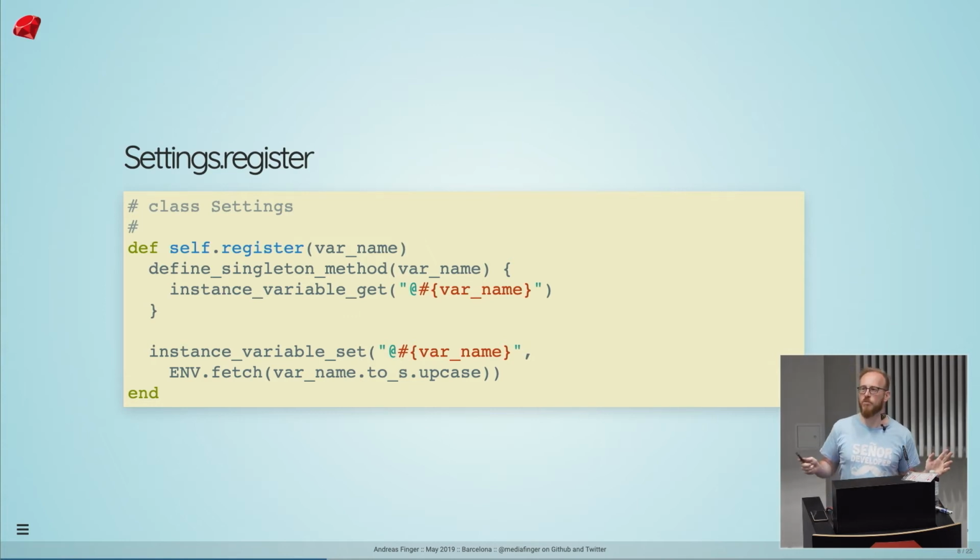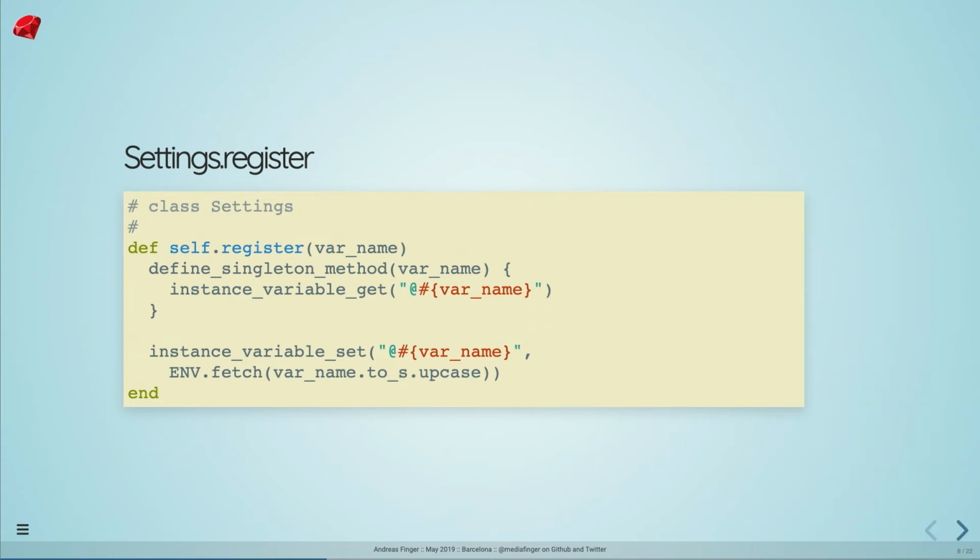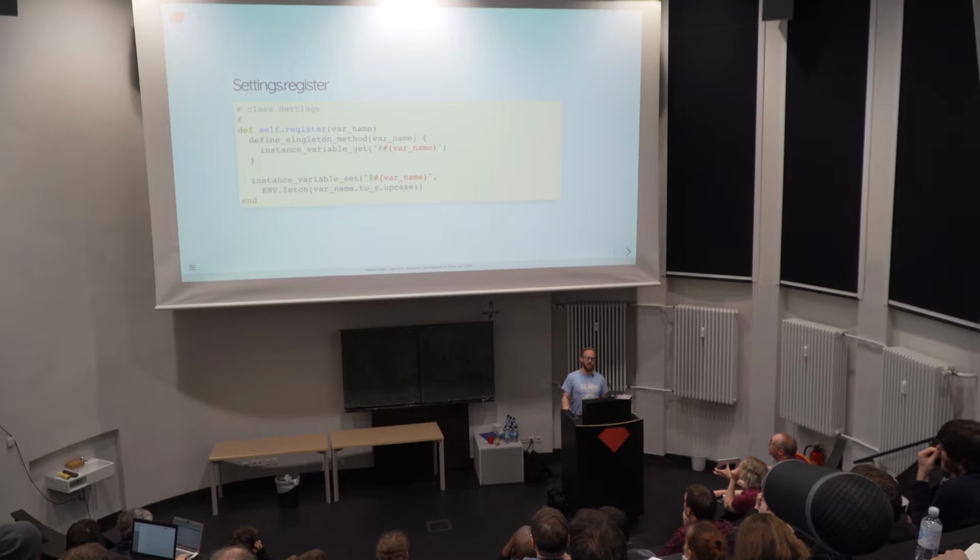So if you're new to Ruby, maybe you haven't seen that. Maybe it looks a bit confusing to you. What is it actually doing? It's not doing anything, is it? It looks weird. But I can explain all the lines. The first line calls define_singleton_method. What is a singleton method?